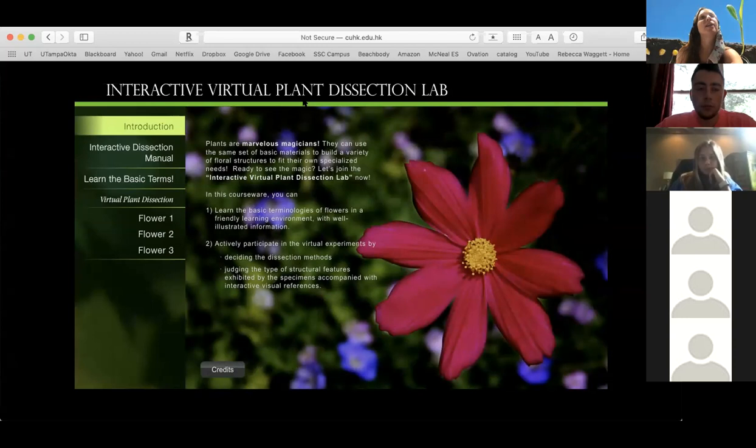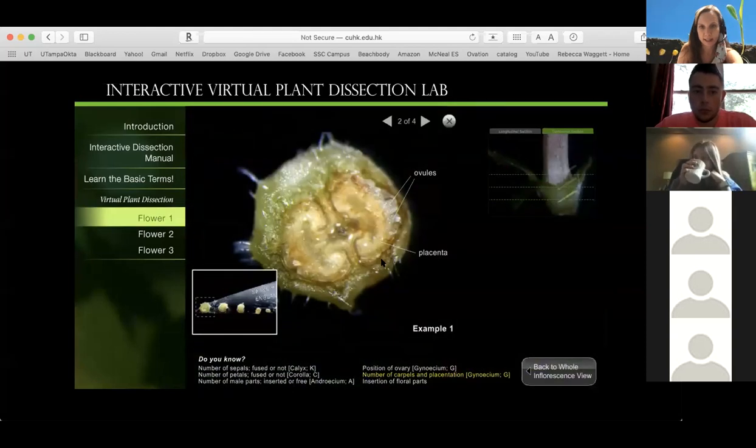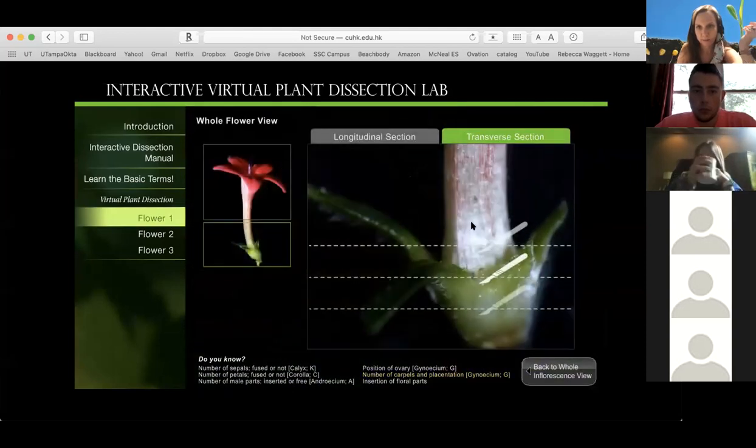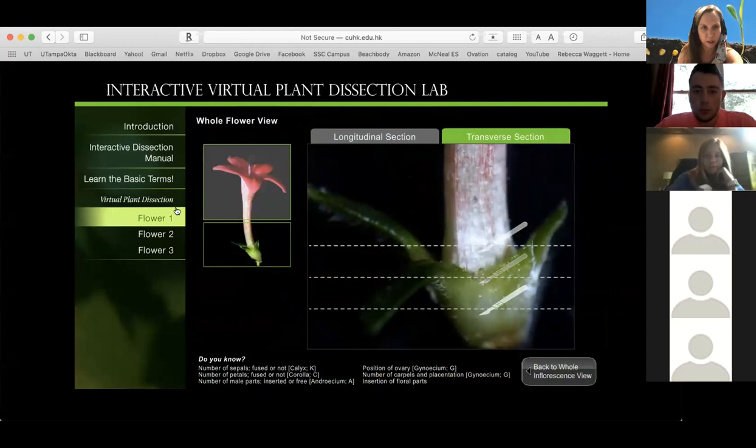If you are in lab and you're using this, actually go through and do it. But I'm going to demonstrate why I think it's so useful. I was looking at this a little earlier. When you pull it up, you get to do different dissections.